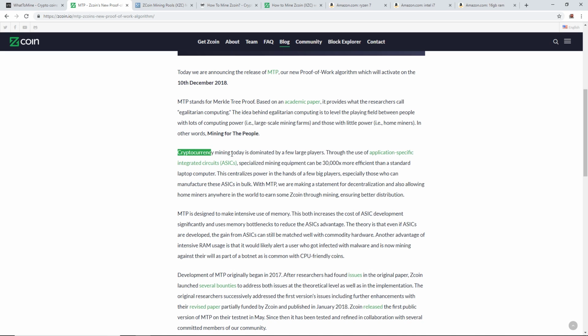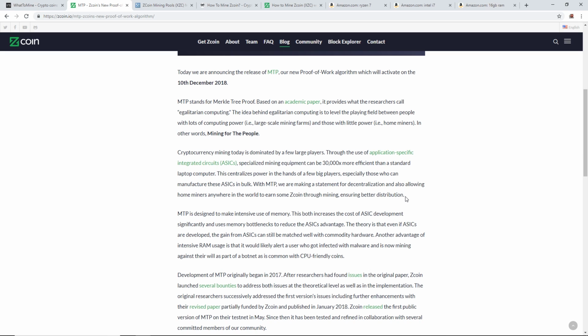So mainly they talk about that cryptocurrency mining is dominated by a few large players. They talk about specialized equipment that could be 30 times more efficient than standard laptop computers. So basically they're talking about ASICs. This centralizes power in the hands of a few big players, especially those who can manufacture these ASICs in bulk. This statement here is what I kind of question, but with MTP, we are making a statement for decentralization and also allowing home miners anywhere in the world to earn some Zcoin through mining, ensuring better distribution.